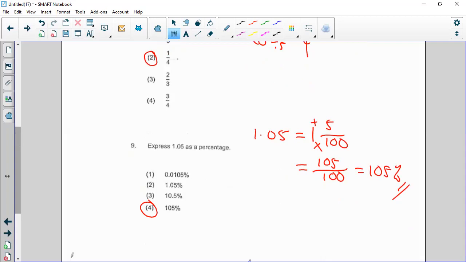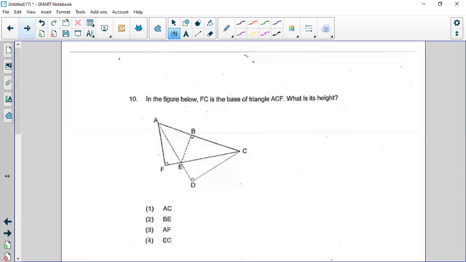Okay, number 10. In the figure, FC is the base of the triangle ACF. So which triangle are you looking at? You have to look carefully at the right triangle. Make sure you highlight the triangle. And where's the base? The base is FC. So this is the base. Okay, the base, the blue line.